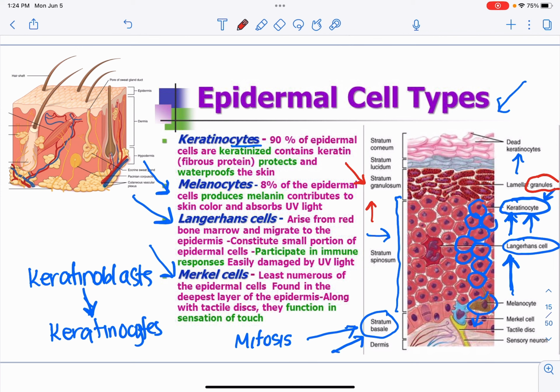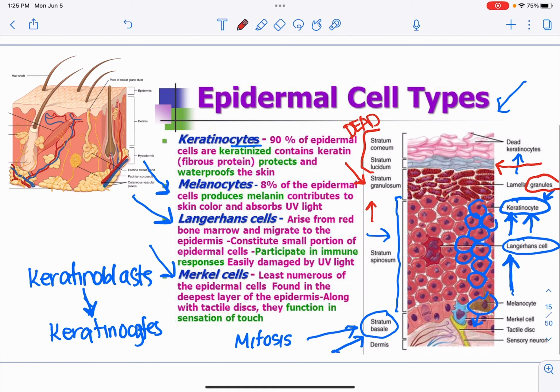Once you get to the stratum lucidum, these cells are dead. What is happening is the keratinocytes, after they have bundled the keratin, release all of their contents out. They release their organelles, they release their nucleus. They're basically empty cells at this point, and they are dead. So pretty much from the stratum lucidum and up, this is all dead cells.